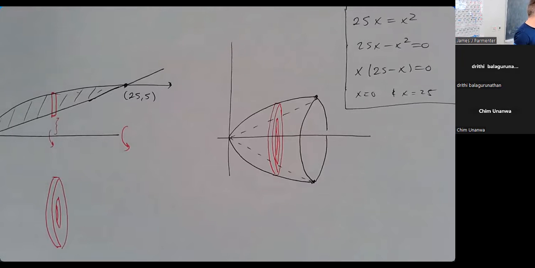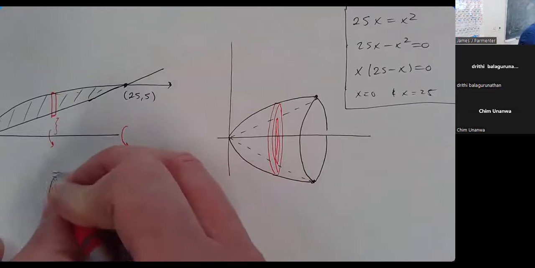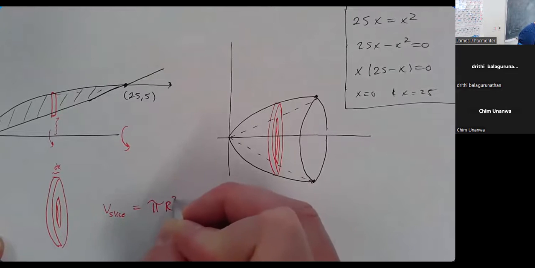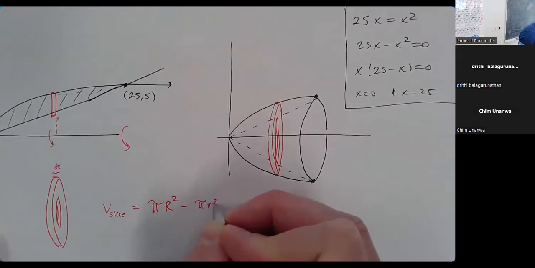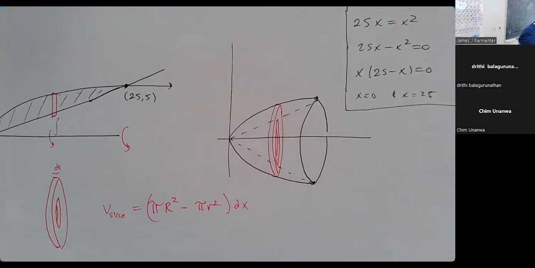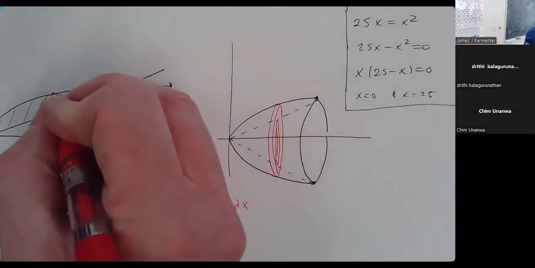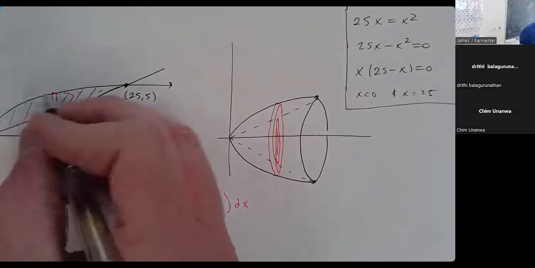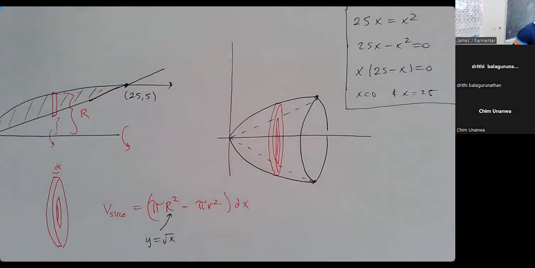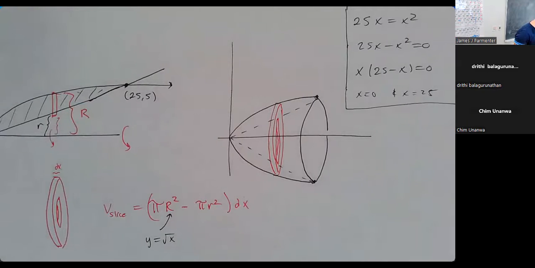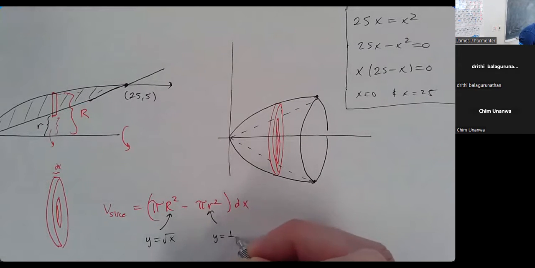Well, great. I can find the volume of one circle minus another circle with some thickness. The volume of this slice is going to be pi times the larger radius squared minus pi times the smaller radius squared, times the thickness. The larger radius is the function that's further from the axis of rotation. So here, my large radius is going to be the square root function. The smaller radius is the function that's closer to the axis of rotation. And my smaller radius here is going to be 1/5 x.